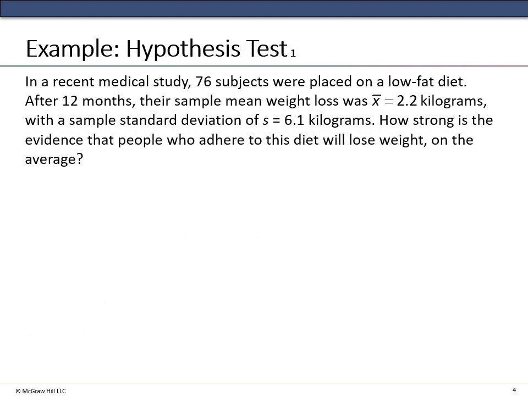So let's look at an example. In a recent medical study, 76 subjects were placed on a low-fat diet. After 12 months, their sample mean weight loss was 2.2 kilograms. So this is the sample mean, 2.2 kilograms, with a sample standard deviation of 6.1 kilograms. How strong is the evidence that people who adhere to this diet will lose weight on average?